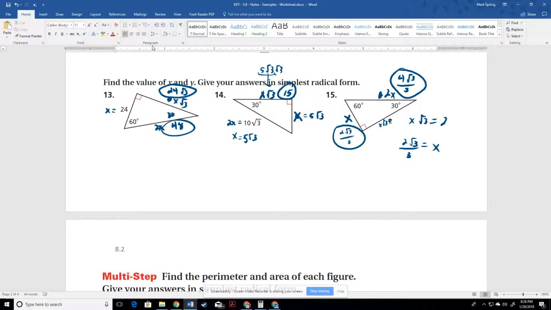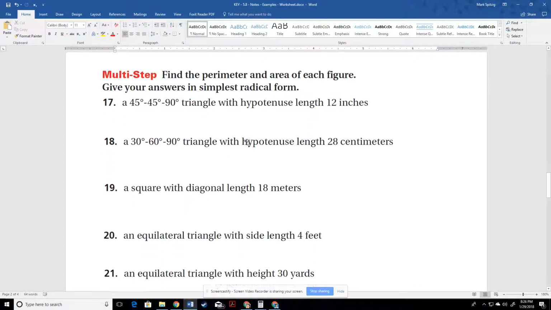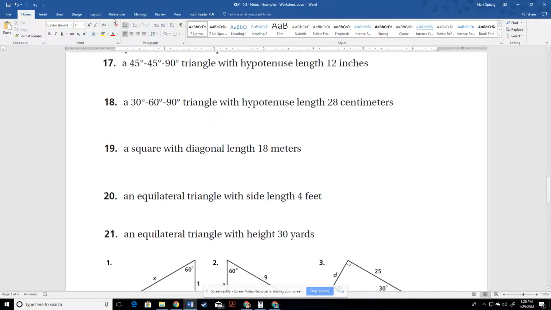Okay, 3's. All right. Now, the perimeter and area of each figure. Actually, the first two were part of the examples, but I'll just do them. Best way to do this is just draw this out, right? So we have a 45, 45, 90, and the hypotenuse is 12. So I know it's going to be x, x, x root 2. Once we divide by radical 2, 12 over radical 2 ends up rationalizing into 6 radical 2, which is x, right? So both sides are 6 radical 2, okay?